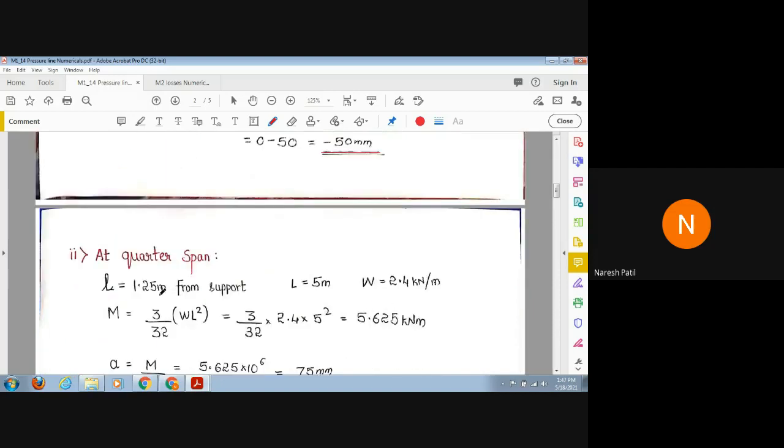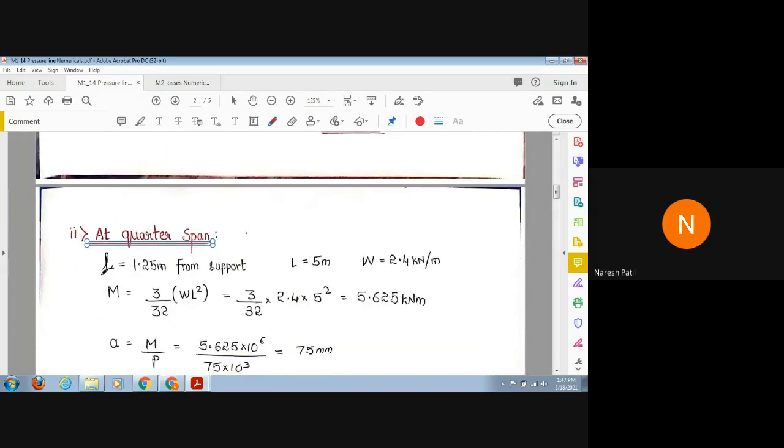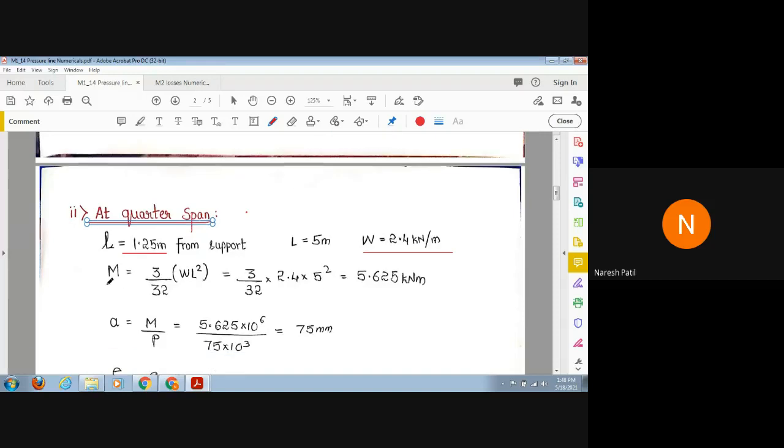Then we have quarter span. So the quarter span distance is 1.25 meter. Then the load is again 2.4. So you can easily find out M, either by this formula or by taking moment about the quarter span. That also you can do. So we got the moment as 5.625.